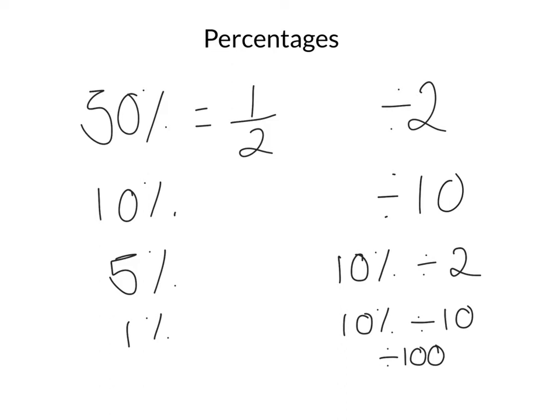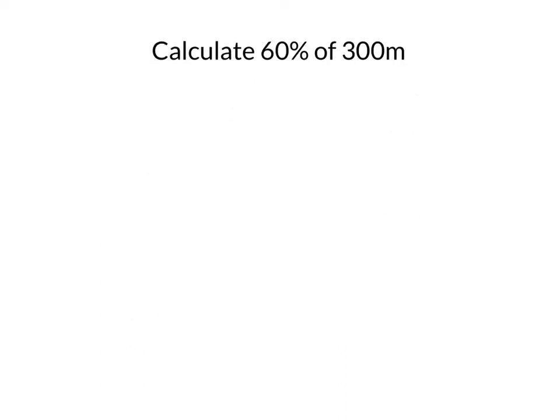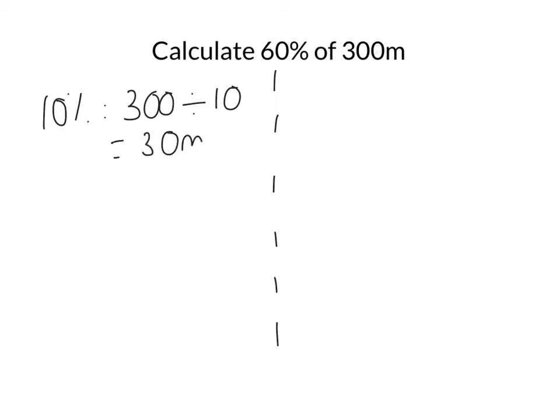We're now going to go through some examples which will help you with a question here, which says, calculate 60% of 300 meters. Now there are two ways of doing this, so I'm going to split my page in half, and you can decide which way is best for you. So one way is to say, well, to get to 60%, the first thing we need to do is to calculate 10%. To find 10% of the number, we do 300 divided by 10, which is 30 meters.